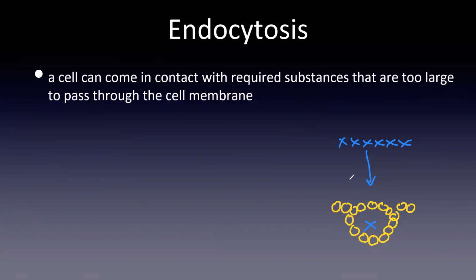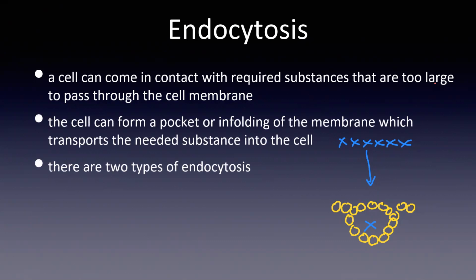And then inside the cell, that sort of wall of circles gets broken down, and then that blue X, or that particle, can then be used up by the cell. So I'll do that in terms of the notes here. The cell can form a pocket or an infolding of the membrane, which then transports the needed substance into the cell. And that's exactly what I talked about with our Red Rover example there.